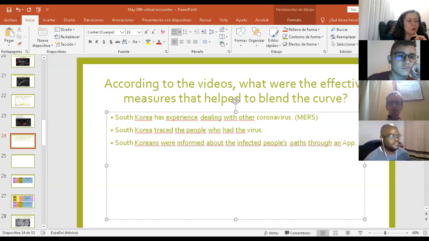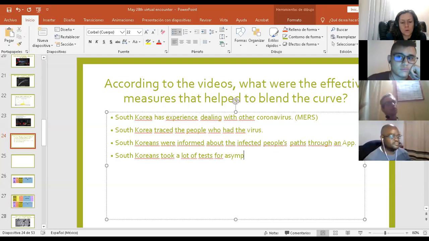Okay, very good, Leonardo. Thank you. Who else remembers other measures taken in South Korea? In South Korea, they took a lot of tests from many people, so that more people wouldn't get infected. They took tests from asymptomatic people. That is one of the dangerous phases of the virus. Very good. Who else remembers other measures?